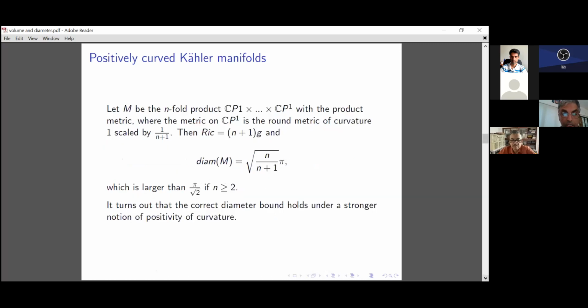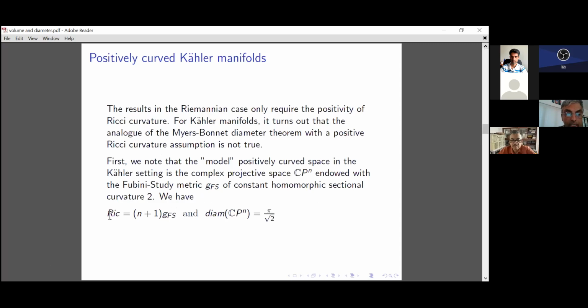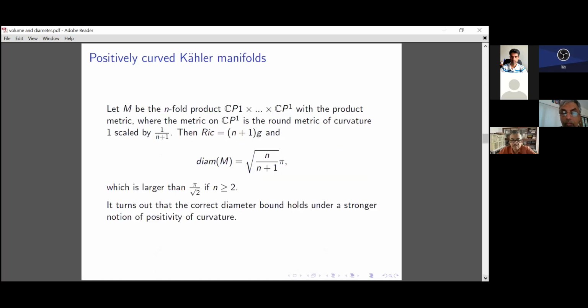So what is a counterexample? Here is a simple counterexample showing why the Myers-Bonnet theorem fails. One just takes the product of CP1s, which are basically round S2s, with the product metric. Now the metric on each factor is the round metric, but I have scaled it by this factor 1 over n plus 1. I do that to get this condition. So then Ricci is equal to n plus 1 g.